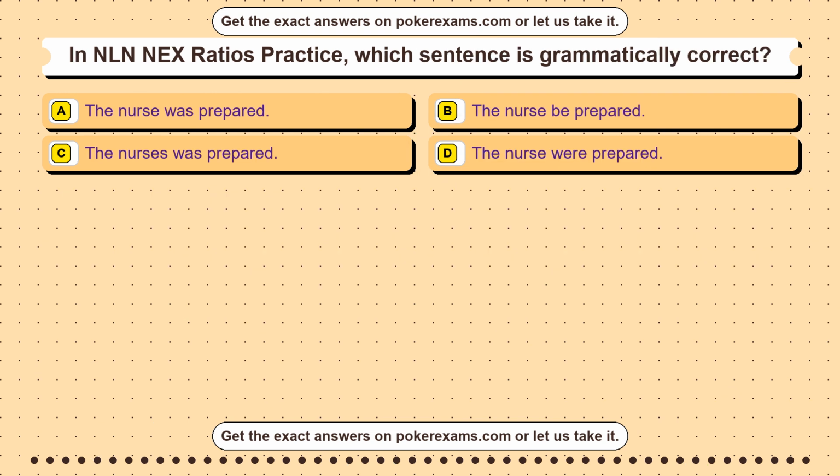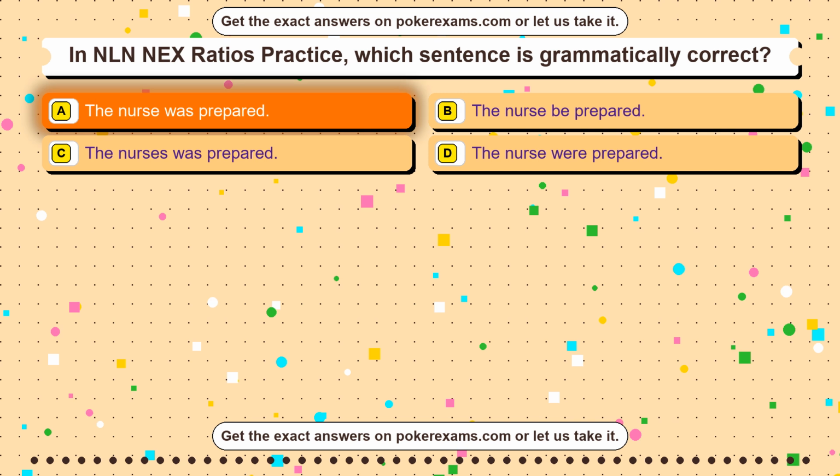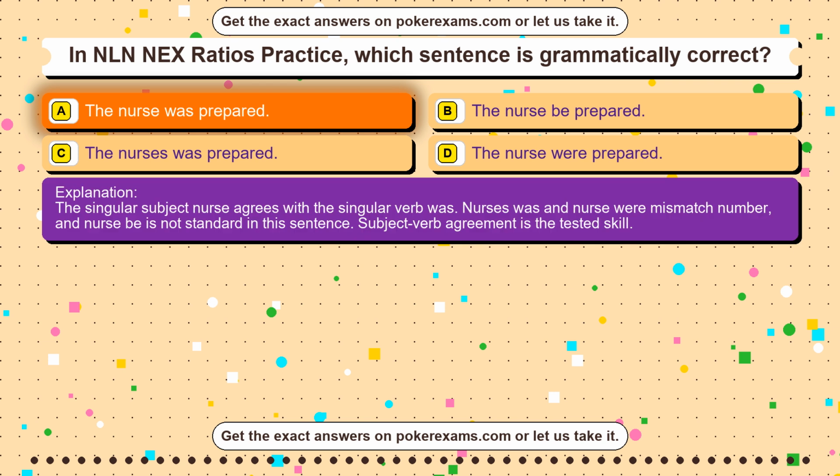Question 3. In NLN NEX Ratios Practice, which sentence is grammatically correct? Option A. The nurse was prepared. Option B. The nurse be prepared. Option C. The nurses was prepared. Option D. The nurse were prepared. The correct answer is option A. The nurse was prepared. The singular subject nurse agrees with the singular verb was. Nurses was and nurse were mismatch number, and nurse be is not standard in this sentence. Subject-verb agreement is the tested skill.